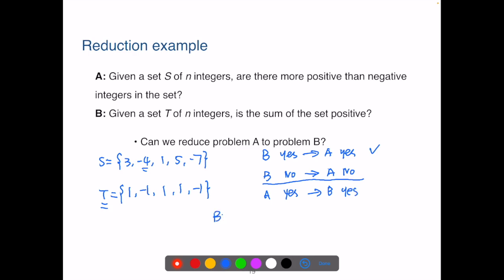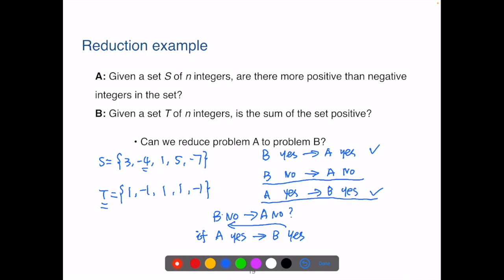Can we have A also answer no when B answers no? We can prove this by contradiction. Let's assume that when B is no, A is yes. If we know that when A is yes, then B is yes, we'll be able to know that B is yes. And then that is contradictory.